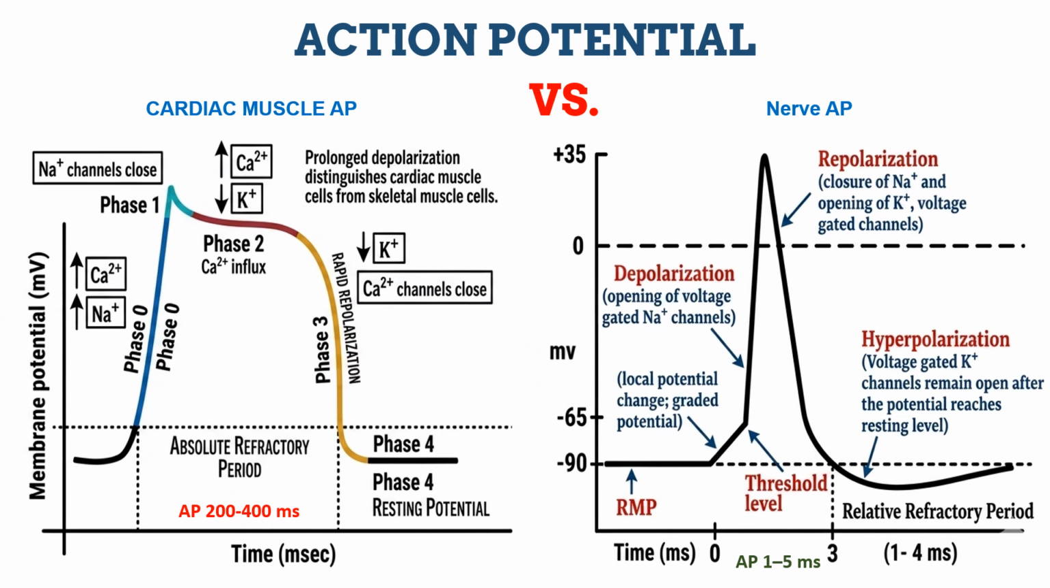Unlike the short electrical signals seen in nerves which last only a few milliseconds, cardiac action potentials are much longer, lasting about 200 to 400 milliseconds. This ensures that cardiac cells remain in an absolute refractory period, which is a state in which they cannot be restimulated. This prevents the heart muscle from undergoing a sustained fused contraction, known as tetanus.